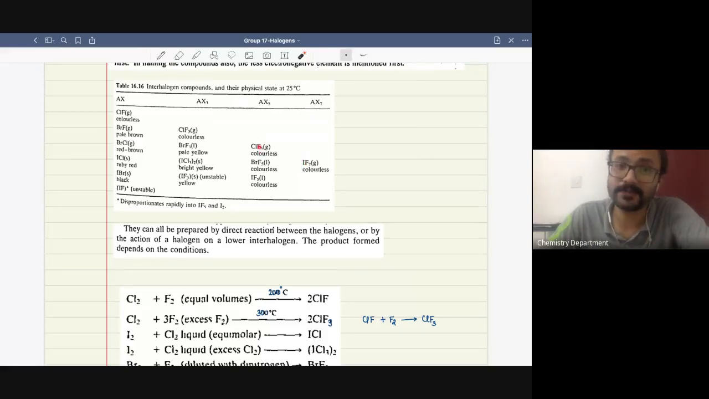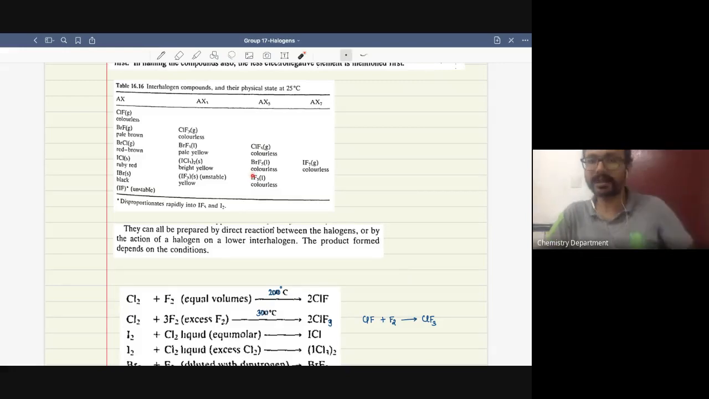Another important thing is that fluorine, being highly electronegative, is able to make the central atom have a higher oxidation state. This we have discussed already. So the higher oxidation state is made possible by the fluorine atom. And that is why in the case of AX5 and AX7, you only see fluorides being known.